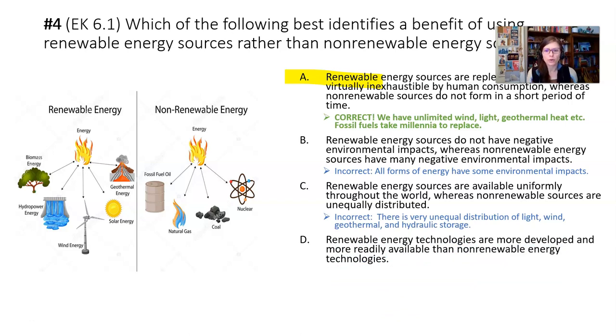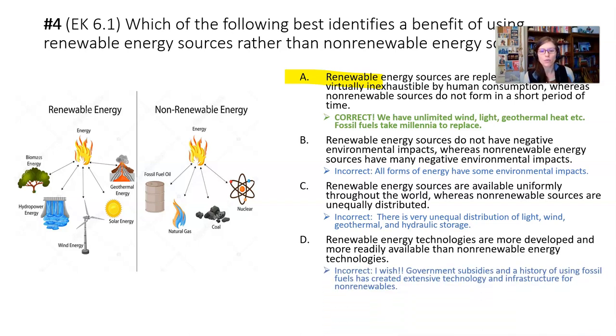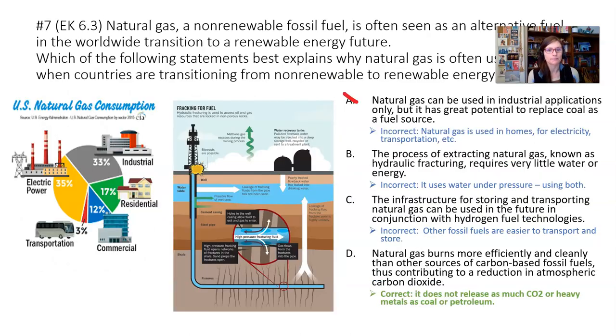Are available uniformly? They're unequally distributed, right? They're going to get a lot more sunlight in Africa than they are in the Arctic. And technologies are more developed for renewable? Heck to the no, I wish. That's part of the big problem: we keep putting government funding into non-renewables because they have bigger lobbies.